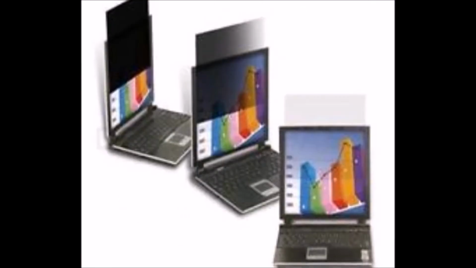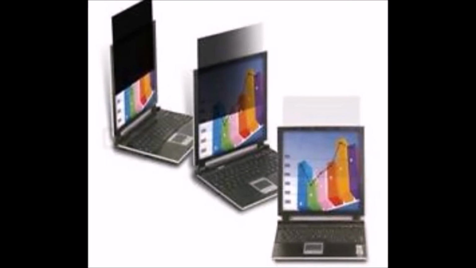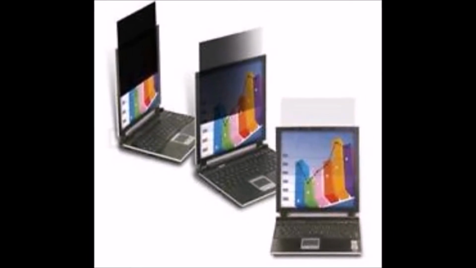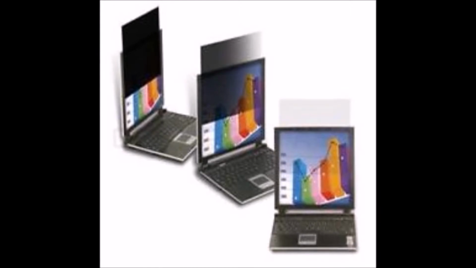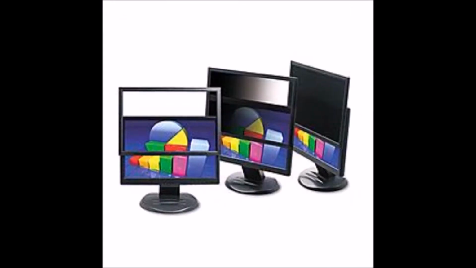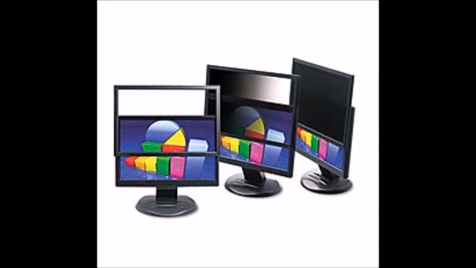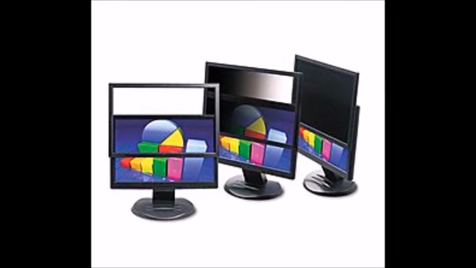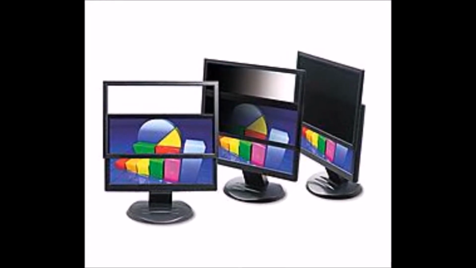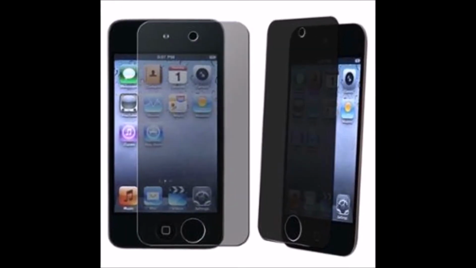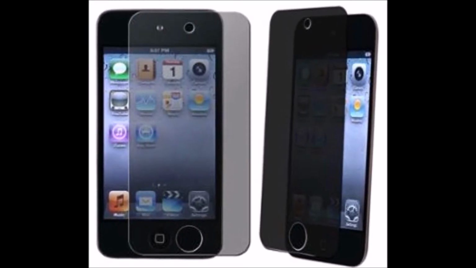There are a few options when it comes to monitor security. The first would be a privacy screen, which can be applied to your monitor and acts as a window that only the person sitting directly in front of the computer is able to see. These privacy screens come in various sizes and can even be applied to laptops.